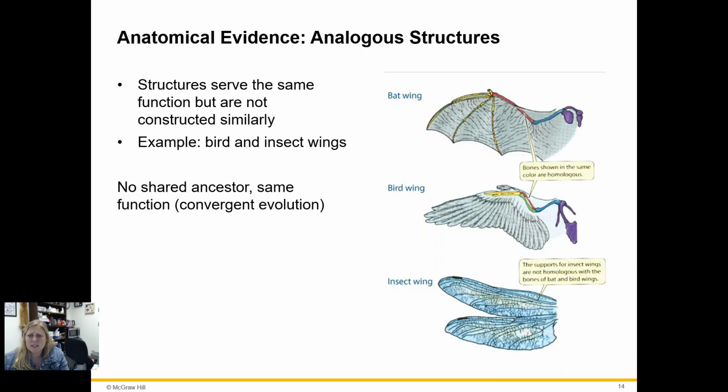So for instance, insect wings are not all similar to bat wings or bird wings. They don't have the same structures. There's no bones. They don't have any of the same functionality. They're actually really, really different. They're still used for flight. Bats fly, birds fly, insects fly, but they do not fly the same way.